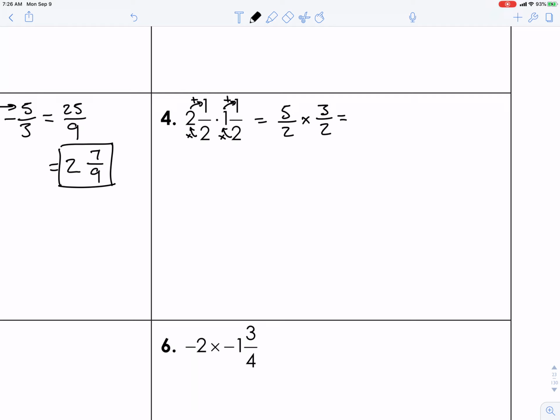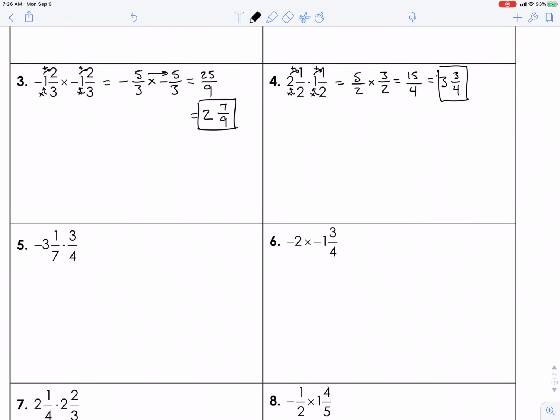straight across. 5 times 3 is 15. 2 times 4 is 4. That can be reduced or turned into a mixed number. 4 goes into 15 3 times. So 3 times 4 is 12. So if I take 12 out of 15, I end up with 3/4 left over. Okay?